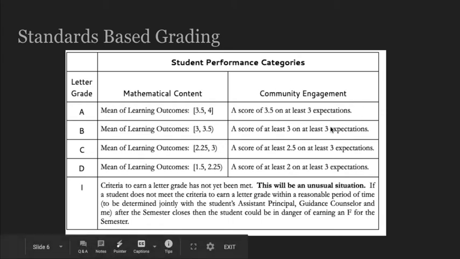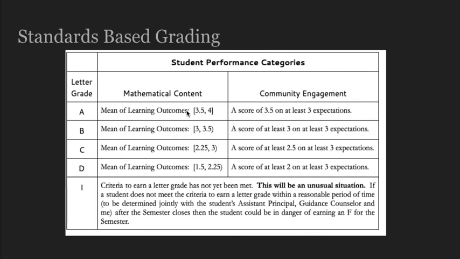And then the community engagement score can raise their grade. So if your student meets the community engagement expectation for their letter, then they'll keep a B. Let's say your student earned a B, and then they met this expectation, they would stay with the B. If they exceeded this expectation, so let's say they scored at least a 3 on 4 expectations, then they would get the B+. And the same thing would be true if your student did not meet that community engagement expectation. Their grade would get lowered to a B-.